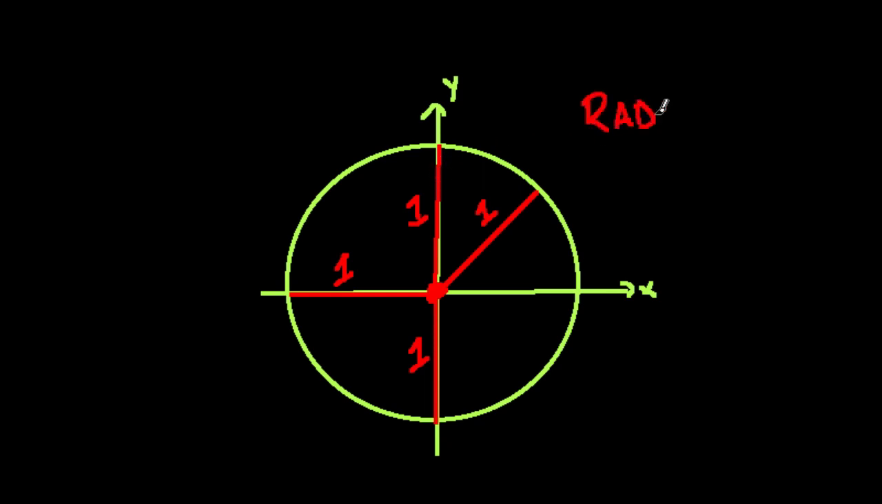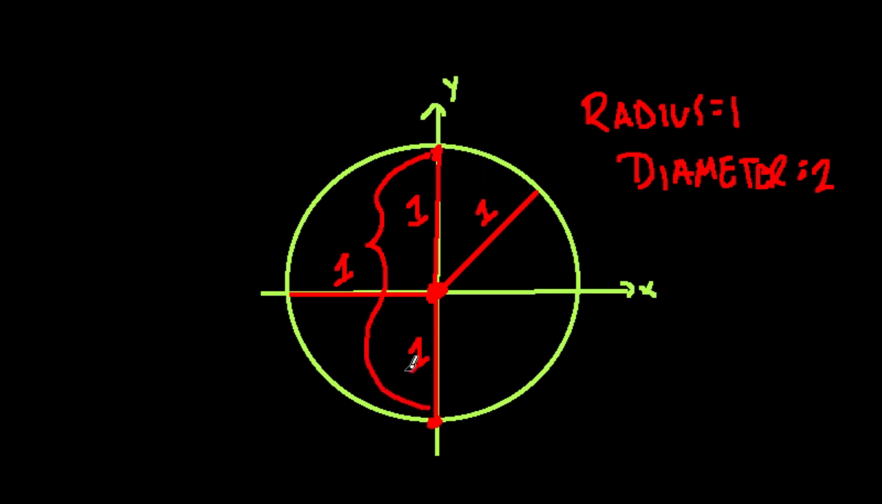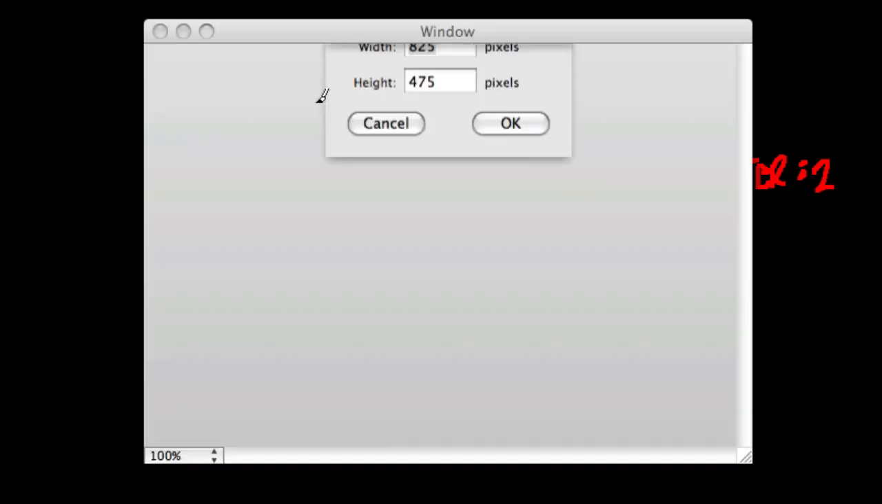Just write that down. And that means the diameter is 2. If you remember, the diameter is just twice as long as our radius, right? It goes from one end of the circle all the way to the other. So that's really just 2 radiuses, and a diameter is 2. So those are really basic features of the unit circle, and the unit circle is really important, and here's why.